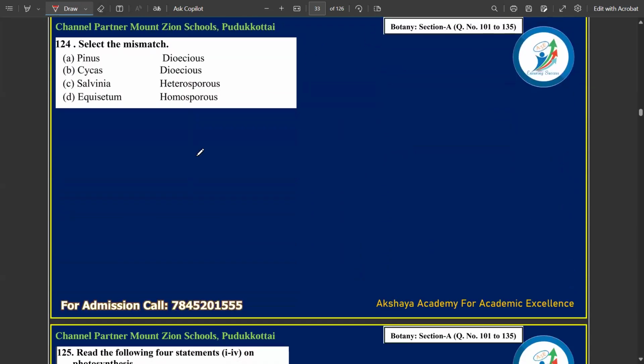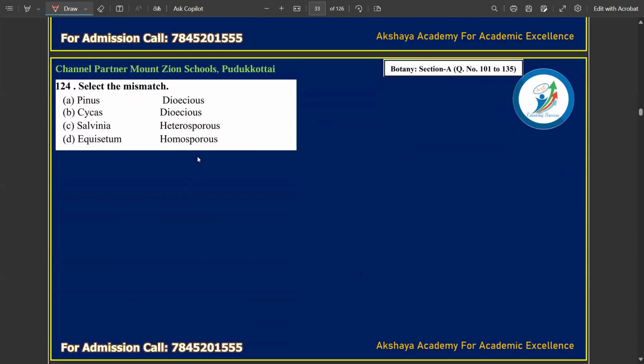Then question number 124. Select the mismatch. Pinus, dioecious. Pinus is not dioecious. Pinus is monoecious, which means you can see both genders in the same plant. Then Cycas is dioecious. It's true. There is a separate male plant and a separate female plant. Salvinia is heterosporous. Yes, there is a microspore and a megaspore. So that is true. Equisetum is homosporous. Yes, because whatever spores they produce are similar in shape. So the mismatch will be option A.